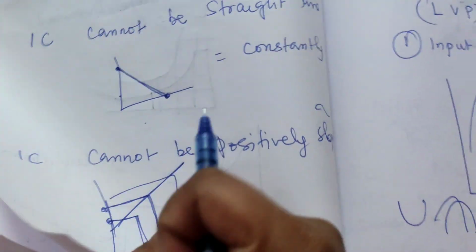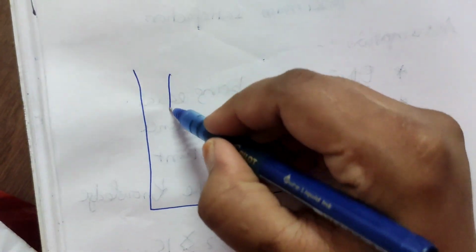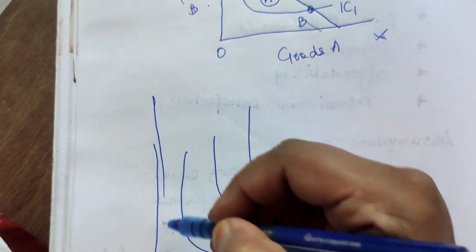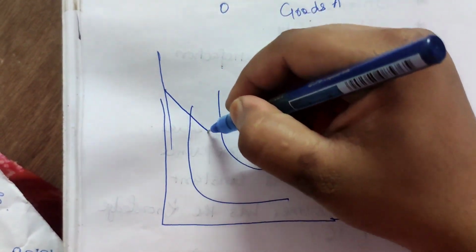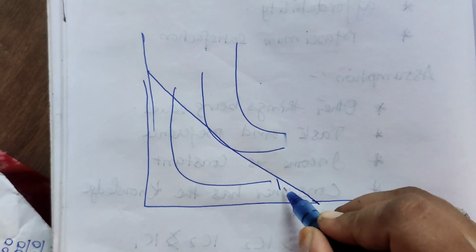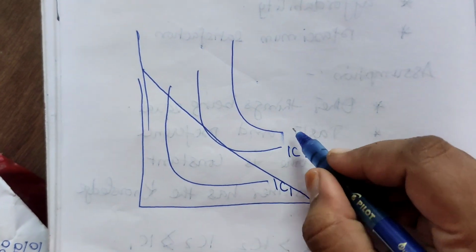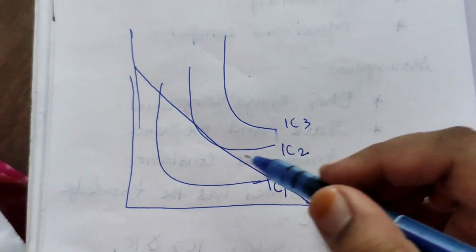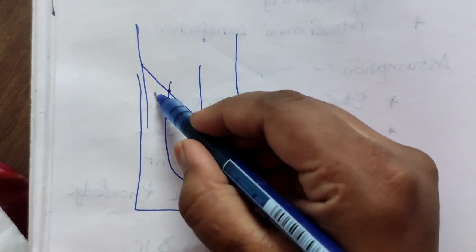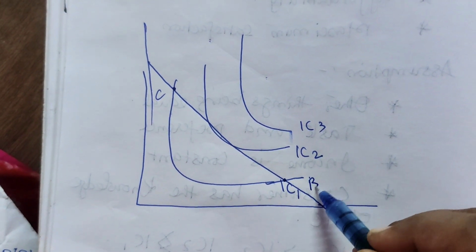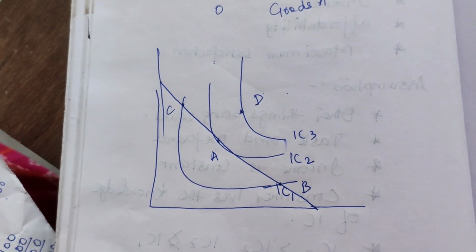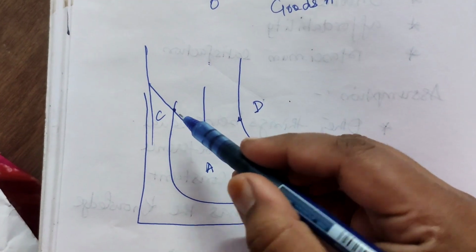Now here we need to give the diagram, which consists of IC1, IC2, IC3 and the budget line. This is the budget line, and these are IC1, IC2 and IC3. We will mark some points: B, A, C, D. Now you need to understand which is the optimal choice of a consumer. First we will go through B.